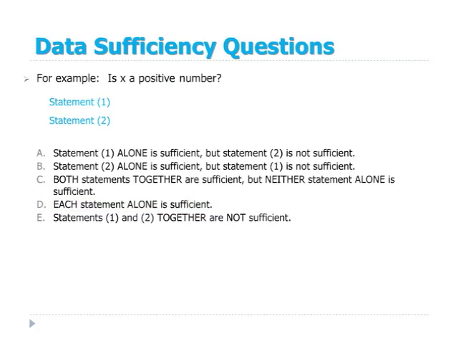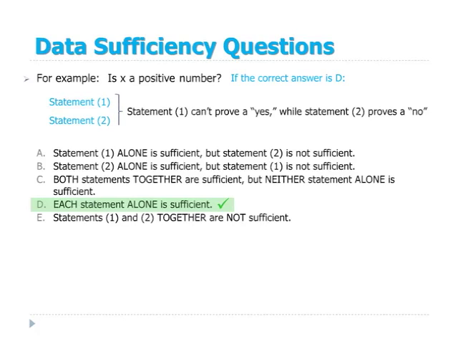For example, if the question asks you whether x is a positive number and each statement alone is sufficient to provide a definite yes or no answer, then it cannot be that statement 1 proves a yes and statement 2 proves a no. Or if the question asks you to determine the value of y, and each statement alone is sufficient to do this, each of them will provide the same answer. It cannot be that statement 1 proves y equals 5 and statement 2 proves y equals 7.